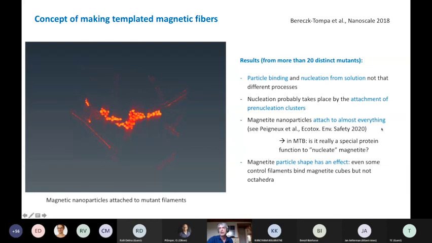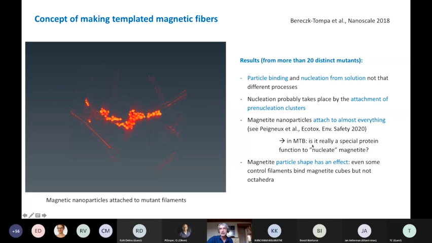And it puts the whole biomineralization by magnetotactic bacteria in a different light, because we found that magnetite nanoparticles attach to almost everything. Actually, in this paper, for example, magnetite particles were attached to eggshell membrane. So maybe all this work with the mutants was in vain.